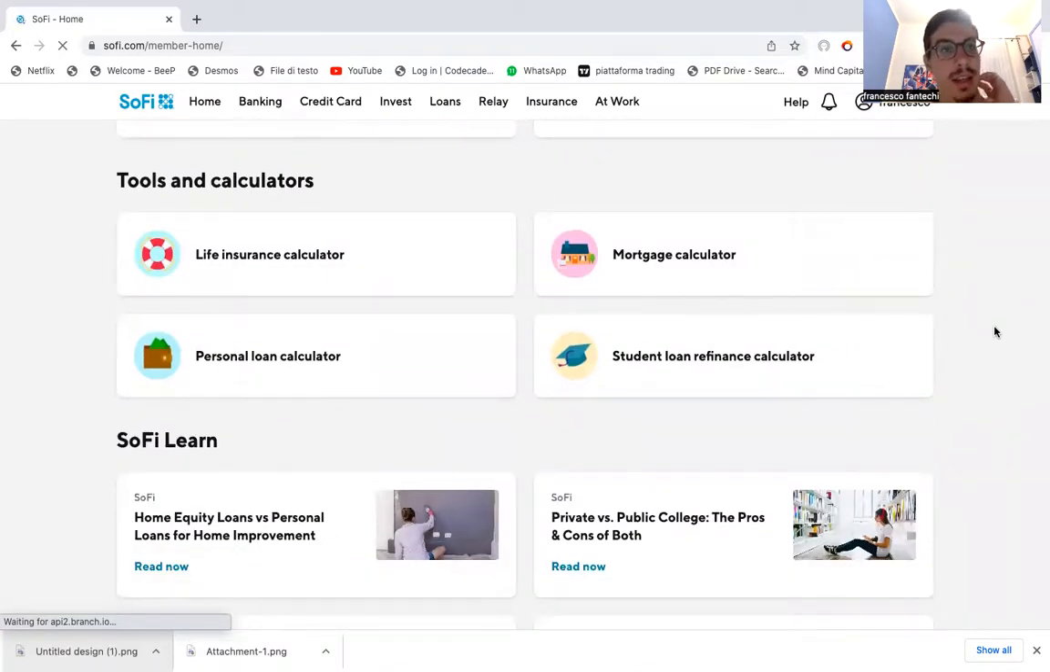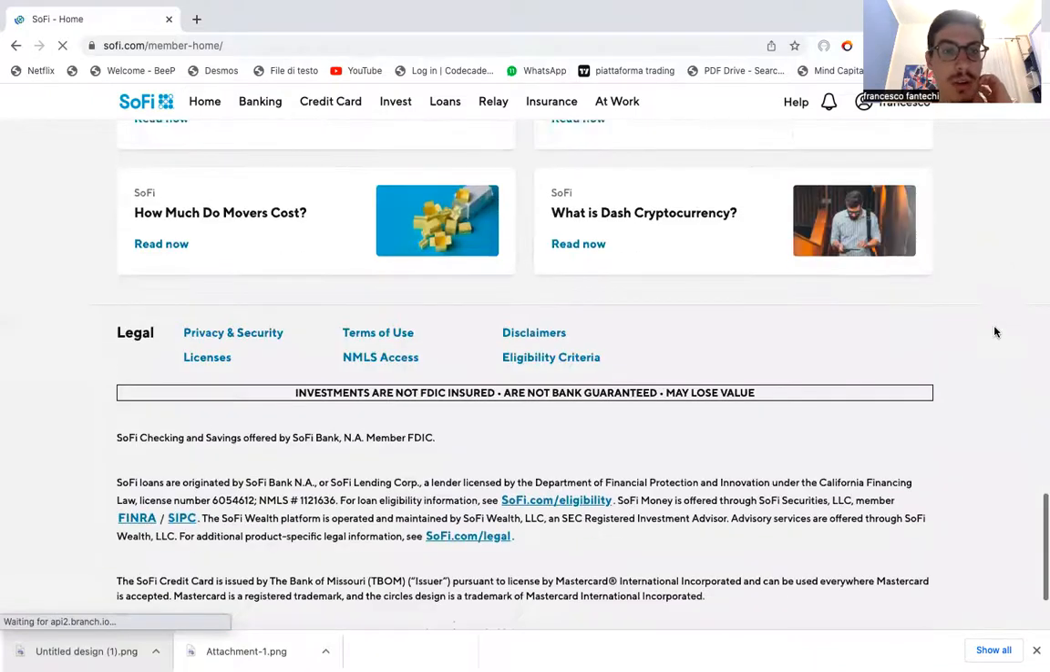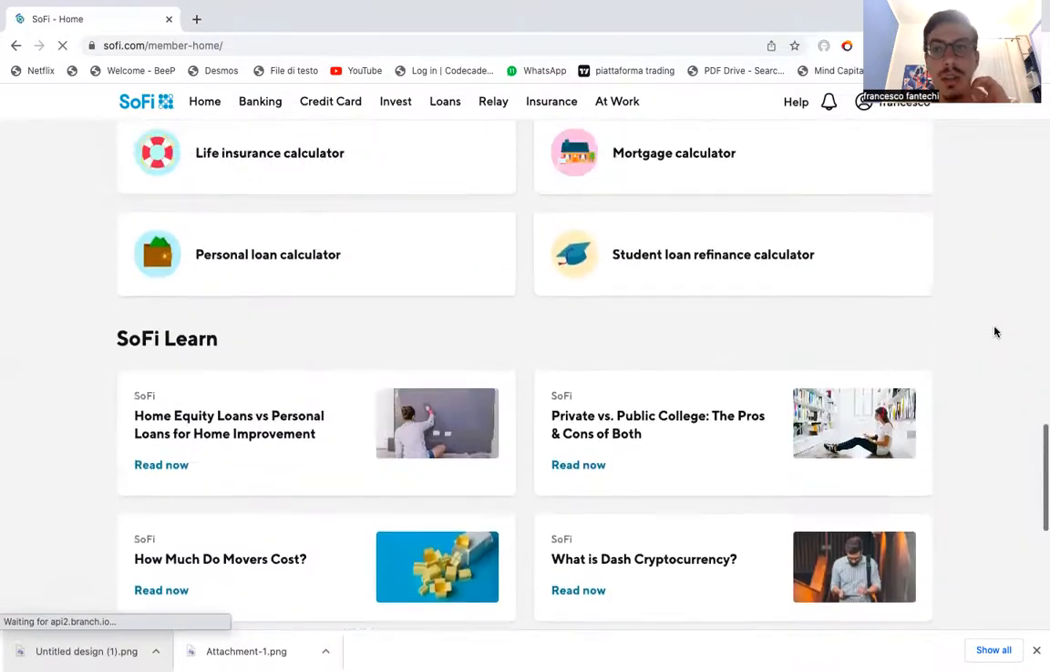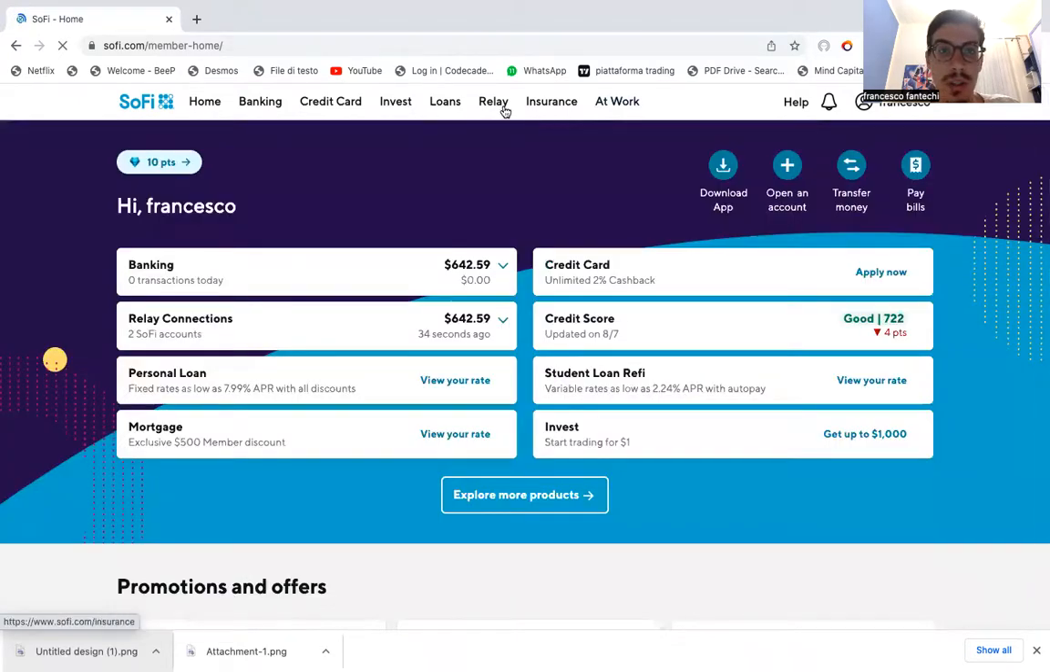So you have a life insurance calculator, you have a personal loan calculator, you have a mortgage calculator, and you have a student loan refinance calculator. So you have all these different calculators that you can use in addition to the blogging and education experience here. As you can see here, there are more or less the same products. So home is where we are, banking is the cash accounts that you have, credit cards is your credit card account that you have with SoFi, invest is your investing account, loans is to apply or repay some loans, for example, personal loans, student loans, or mortgages.